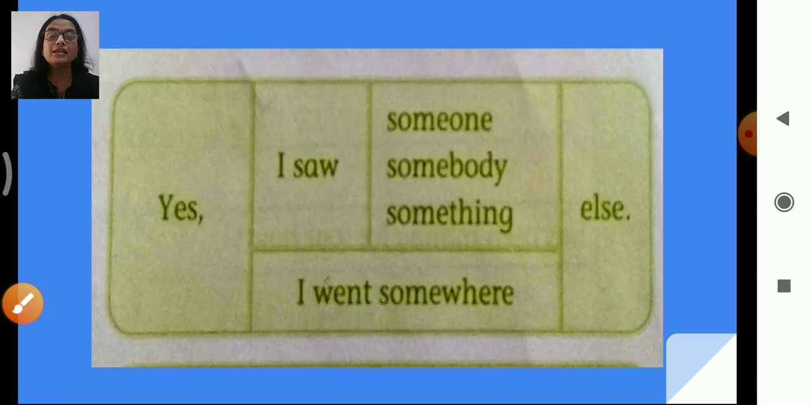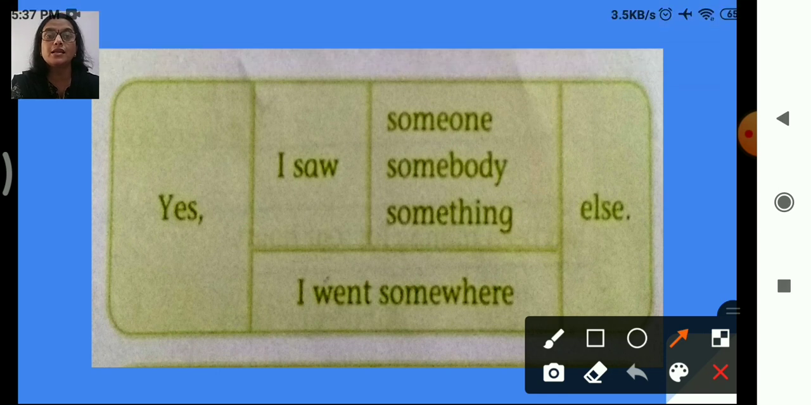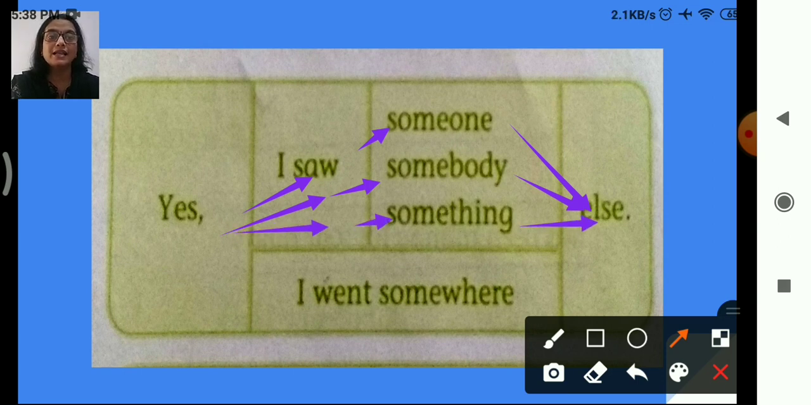And then of course you are required here to answer in yes. So the same thing applies here also. Same way you will do it. You will say yes, I saw someone else. Yes, I saw somebody else. Then you will say yes, I saw something else. Then yes, I went somewhere else.